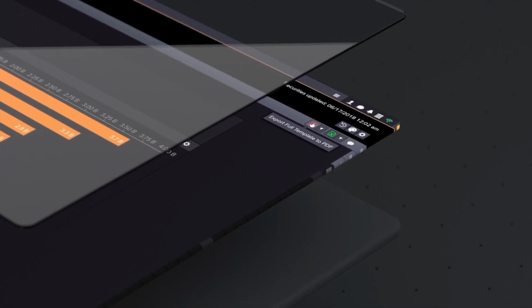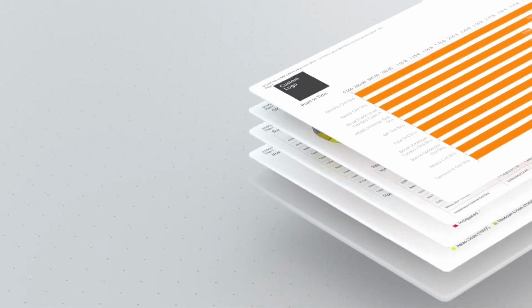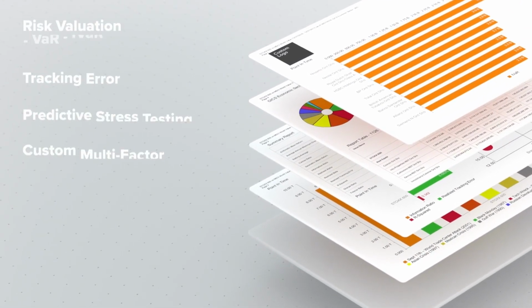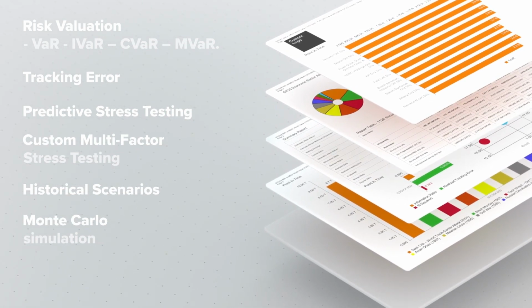Our highly flexible reporting tool puts you in control, allowing the production of regular risk reports with ease, right when you need it most. Eikon and MSCI Risk Analytics can help protect your portfolio.